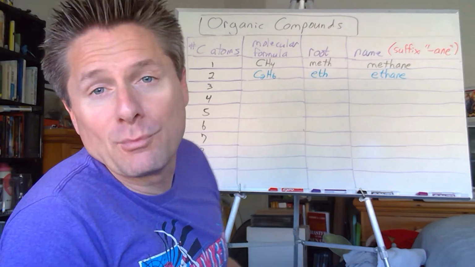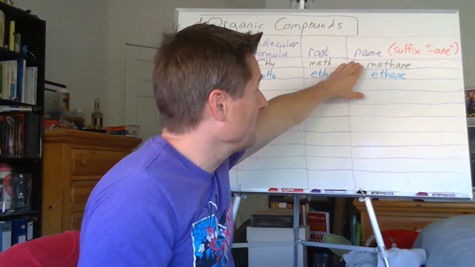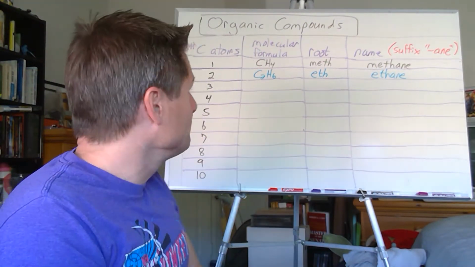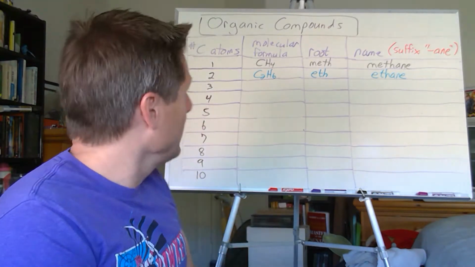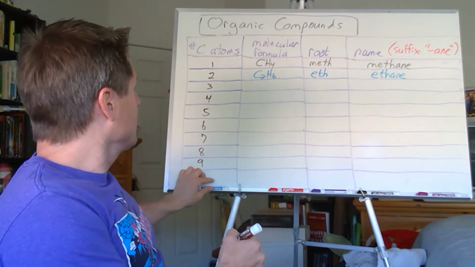So when we're doing our Bunsen burners in the lab, it's probably going to be mostly methane, maybe a little bit of ethane in there. Add a little gas so we can smell it if there's a leak. All right, let's go to number 3.